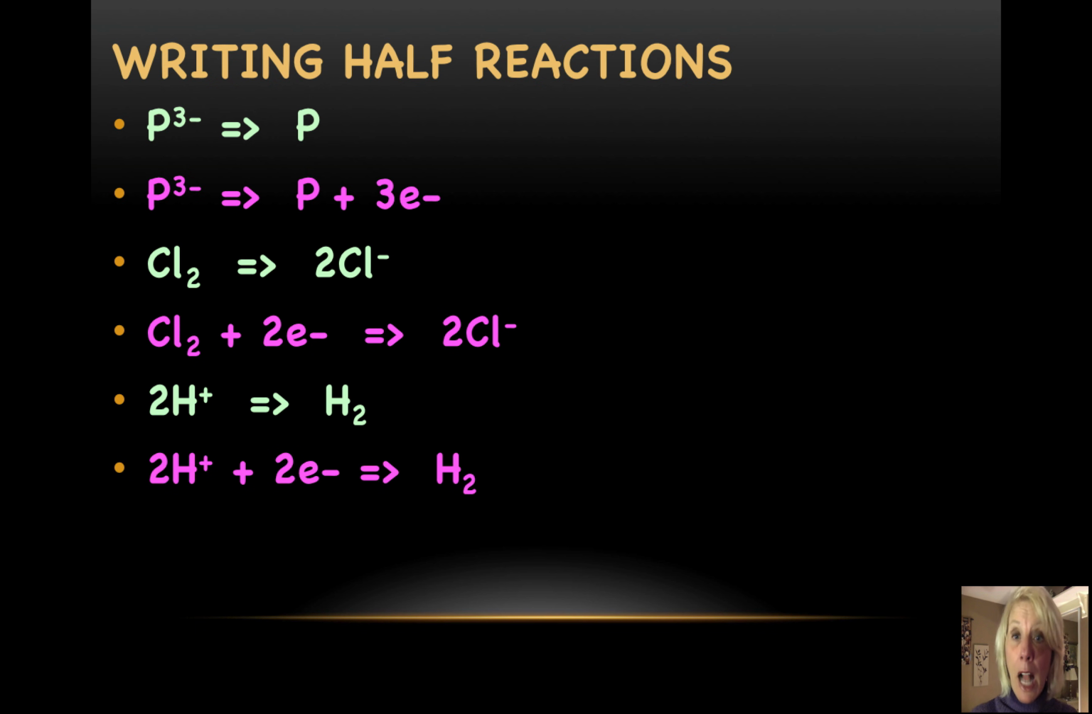Remember, in oxidation, we put the electrons on the right side of the arrow. They're a product. When electrons are lost, they're a product. In reduction, they're being added to the reactant. That means in reduction, the electrons are being added to the left side of the arrow.